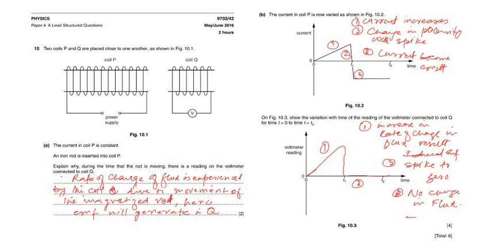Paper 4, 9702, May June 2016, paper 4 variant 2. Question number 10 is about electromagnetic induction. Two coils P and Q are placed close to one another.